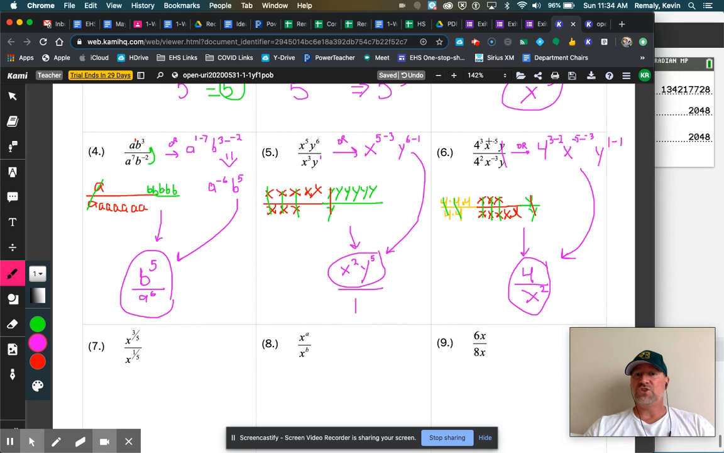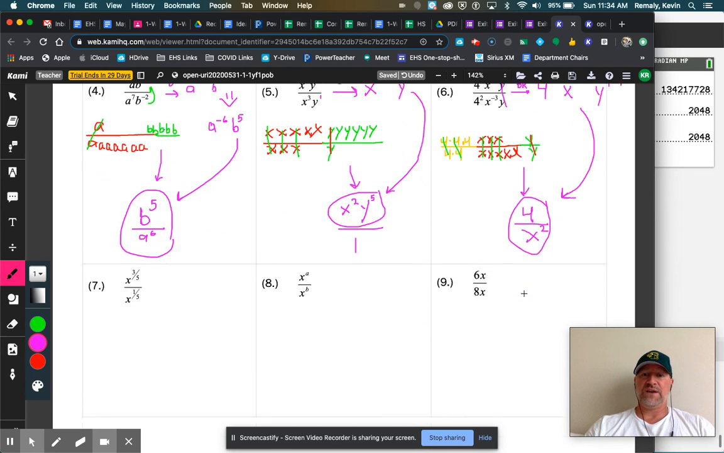And again, the shortcut is common base of 4. 3 minus 2 gives us 1. And then negative 5 minus negative 3 actually gives us x to the negative 2, so that's why we had to throw it down in the bottom there. So no matter which way you go about doing it, this would be our final answer.